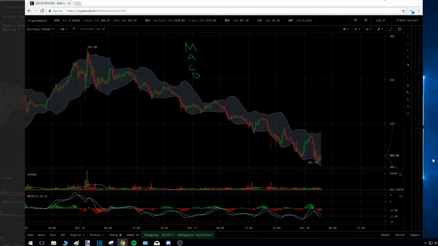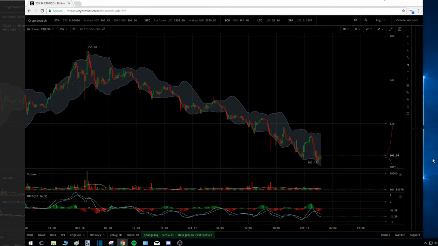MACD stands for Moving Average Convergence Divergence. Let's break it down. The MACD is comprised of a histogram, which is this right here, and the signal line and the moving average, and that's these right here. One is a 26 period moving average right here, and one is a 9 period moving average right there.